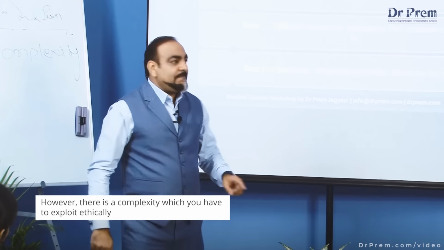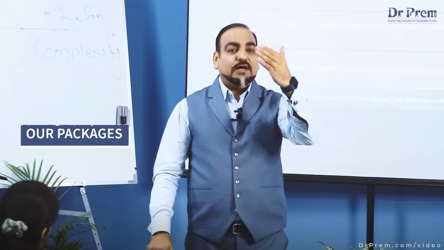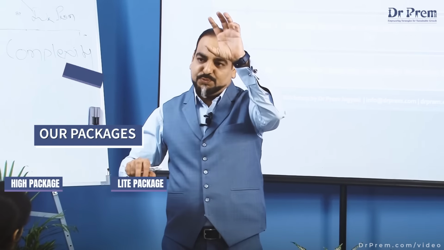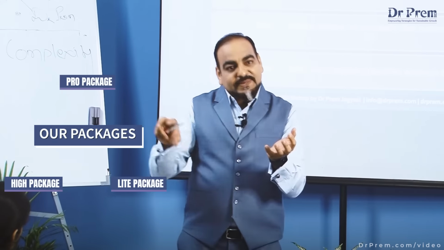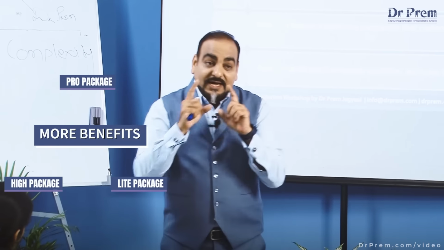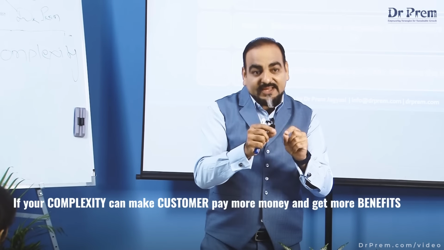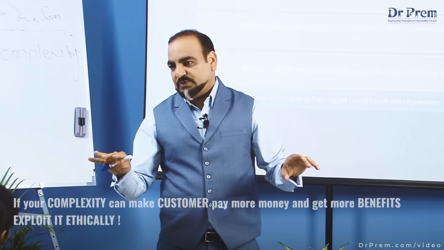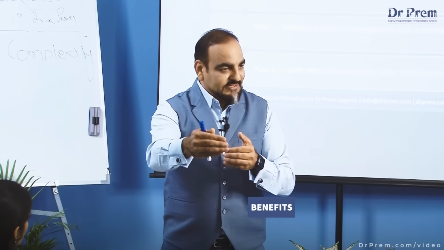However, there is a complexity which you have to exploit ethically. What is the complexity? Our packages, for example. This is the light package, this is the high package, this is the pro package. Why? Because we understand that in this complexity, we have the opportunity to provide more services, more benefit. Understand, if your complexity can make the customer pay more money and get more benefit, exploit it as much as possible. All you have to do is to talk in terms of the benefit the consumer is going to get.